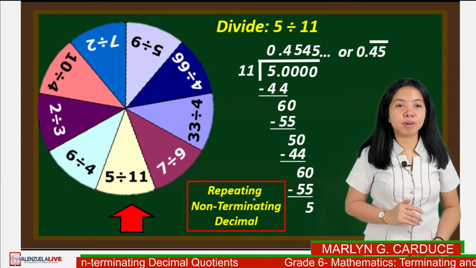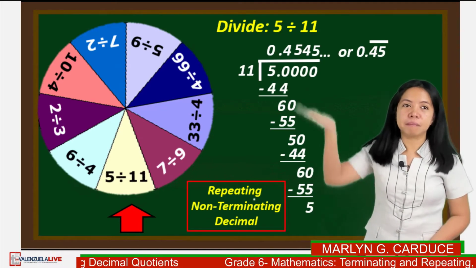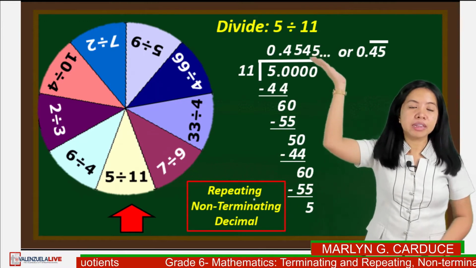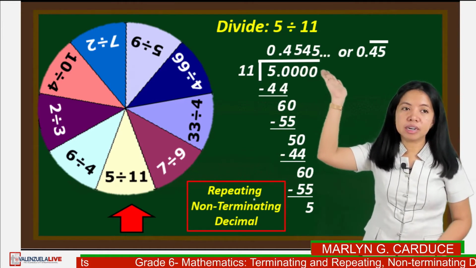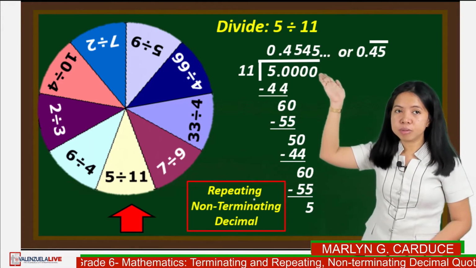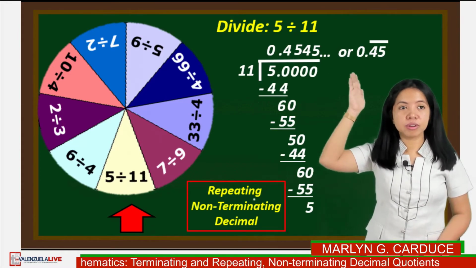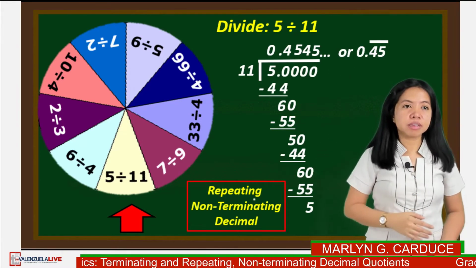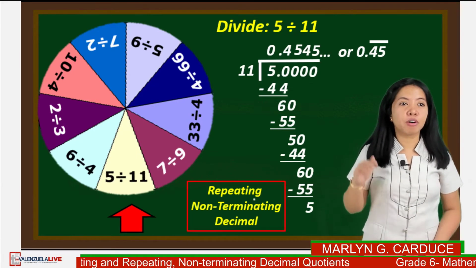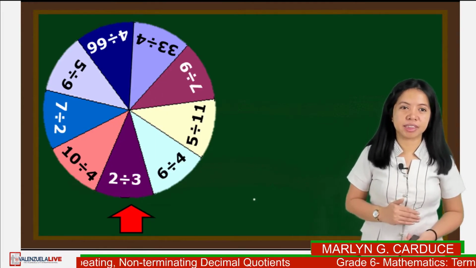Okay, this is an example of a repeating non-terminating decimal because the division never ends and the digits in the quotient are repeated. So we will write it as 0.4545 with 3 dots or ellipsis, or we can write it as 0.45 with a bar above 4 and 5. Okay, another spin.